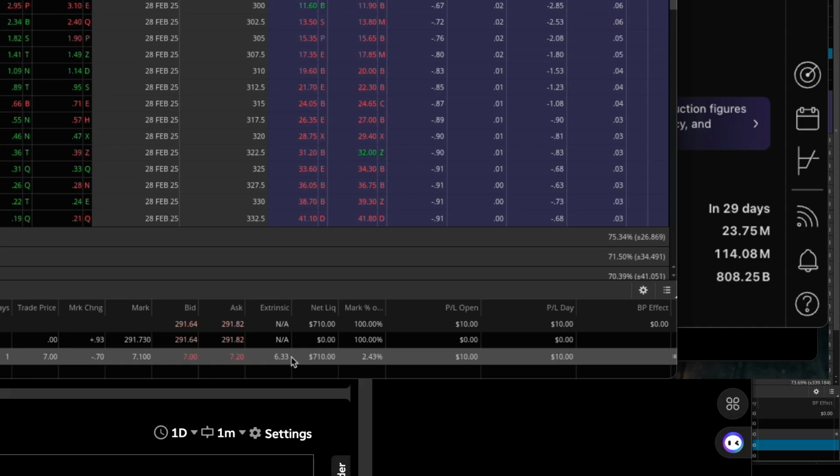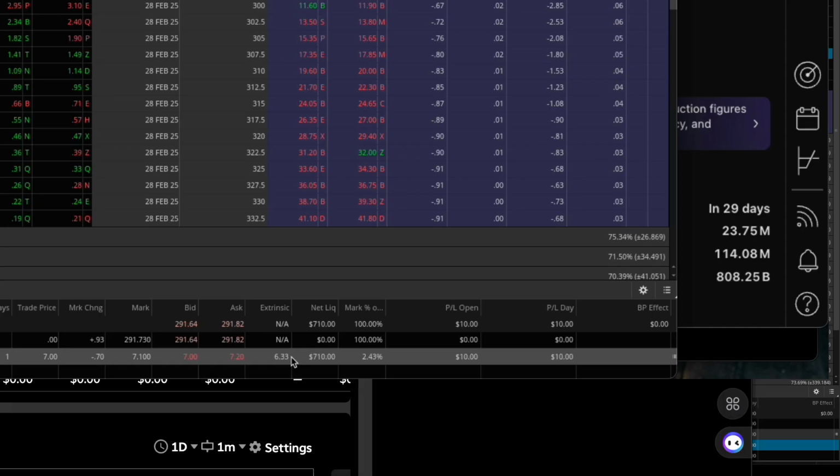I want you all to take a look at this particular trade, right? So in this column, we have the net liquid column. This is your net liquidity. This is how much the trade cost me. It's actually $700 minus the $10 because I entered the trade. And the trade to buy this one Tesla contract was $700.